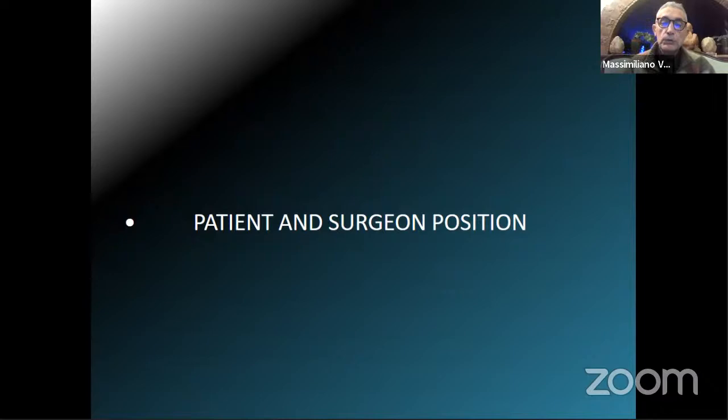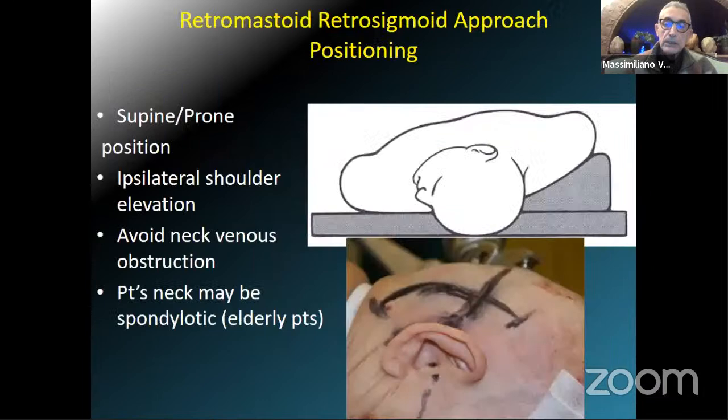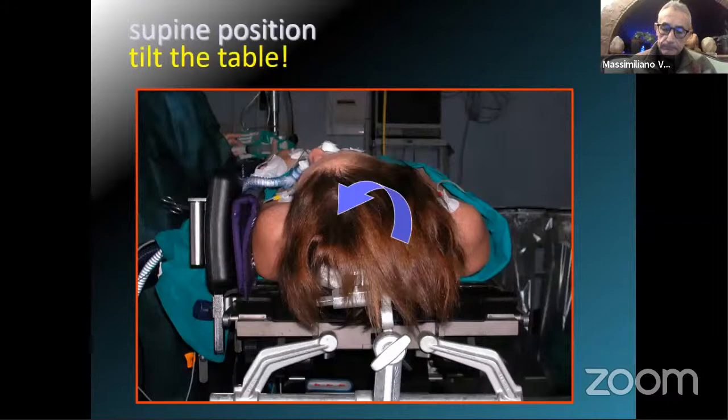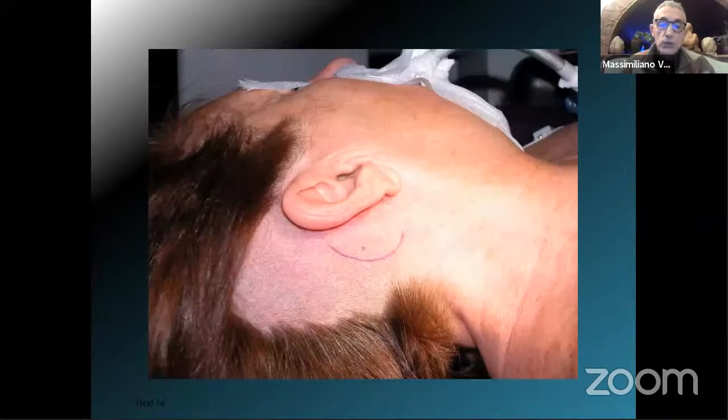But let's start with the clinical position. In our institution, we started at the very beginning with the Fukushima position, the same as for the extreme lateral approach to the craniovertebral junction. We found that this position can produce some problems in venous flow, although it is very simple to arrange in the operating theater.